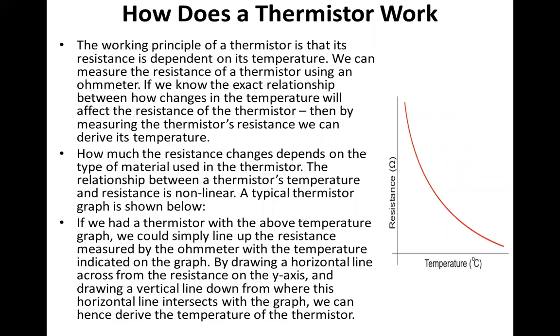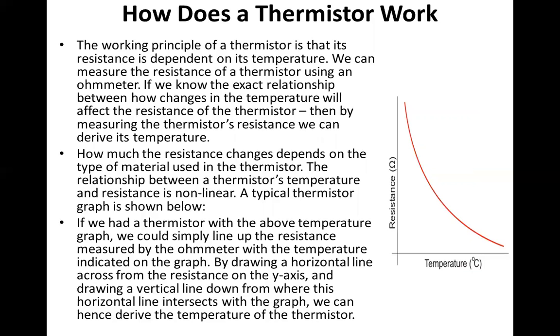How does a thermistor work? Let's discuss it. The working principle of a thermistor is that its resistance is dependent on its temperature. We can measure the resistance of a thermistor using an ohm meter. If we know the exact relationship between how changes in temperature will affect the resistance of the thermistor, then by measuring the thermistor's resistance, we can derive its temperature.